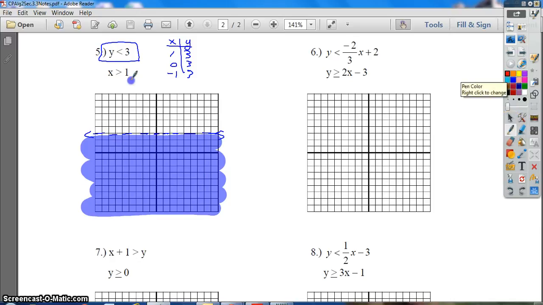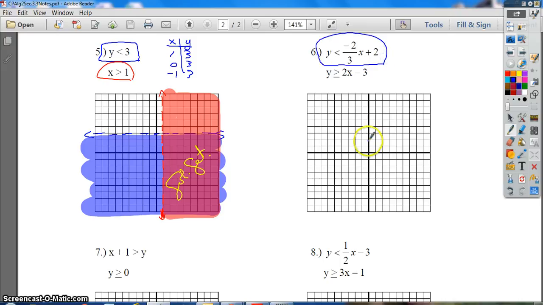Let's go back here. X is greater than 1. So it's a dashed line at x is 1. Shading is greater than that. X is greater than 1. Okay. So your solution set is in here. Great.